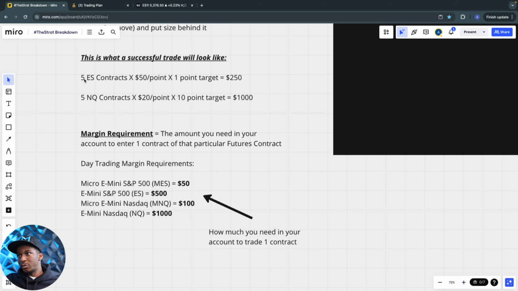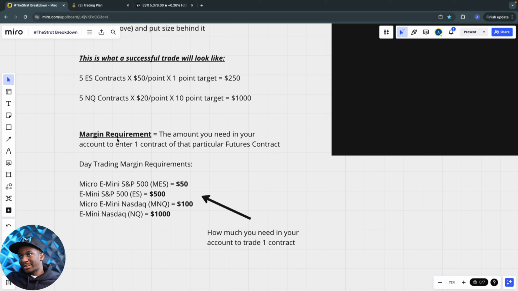So these numbers are basically how much you need to have in your account to trade one contract. For example, if you want to get 5 ES contracts, you need to have at least $2,500 in your account, because it's $500 per contract. So 500 times 5, have $2,500 in your account. You do 5 ES contracts, boom, target 250, in and out, you're done. For NASDAQ, if you want to get 5 NQ contracts, it's going to be $1,000 each contract. There's 5, so you want to have $5,000 in your account.